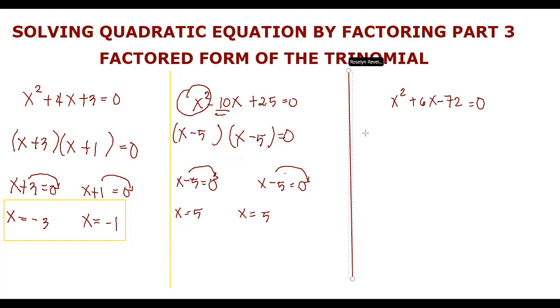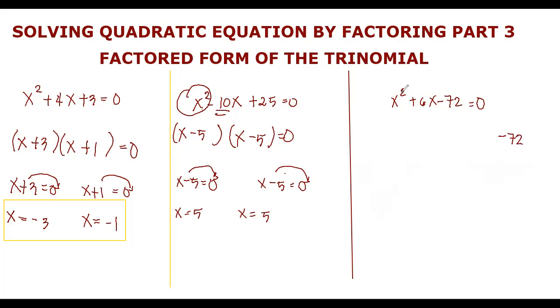Okay, so now we have x squared plus 6x minus 72 is equal to 0. So what is the first step again that we need to consider? Okay, the last term, that is negative 72. What do you think is the factor or the factors of negative 72 that if you add that factor, it will give us positive 6? So what are the factors of negative 72? Negative 72 times 1. Okay, sobrang layo na niya.